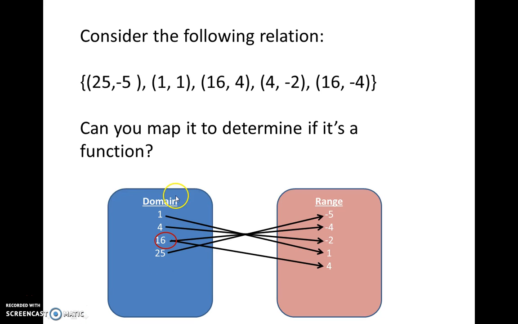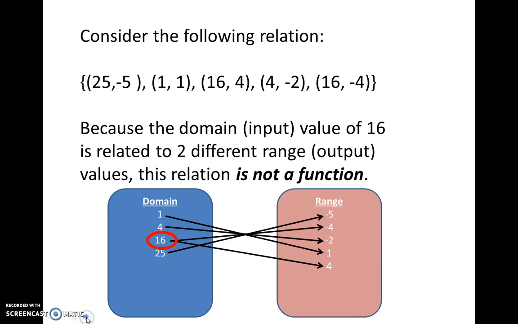However, 16, notice I've got two arrows going away from 16. That is a problem. The reason that this will be determined as not a function is because 16 has two arrows pointing away from it. What I'm saying here is that 16 is producing two different values. The input 16 is producing two different values, so that means that this relation is not a function.